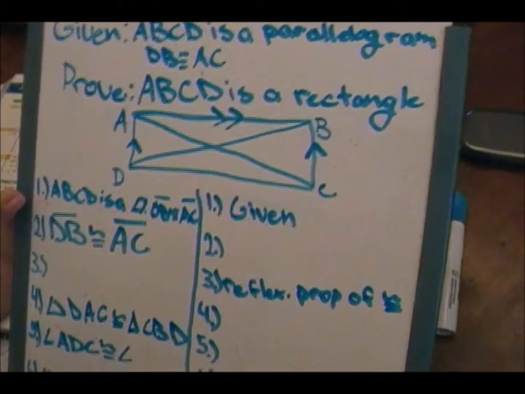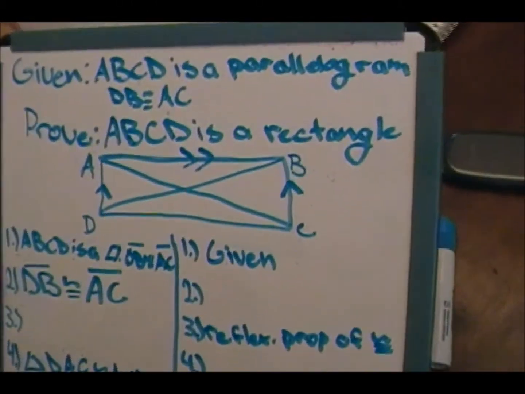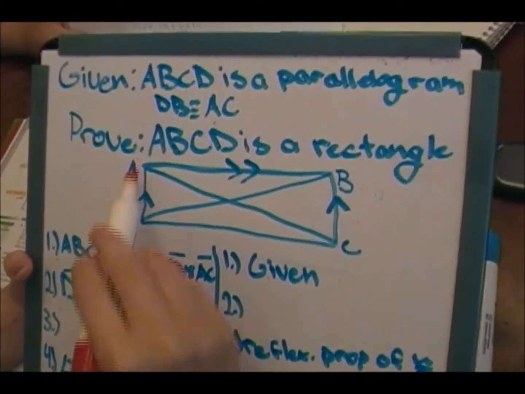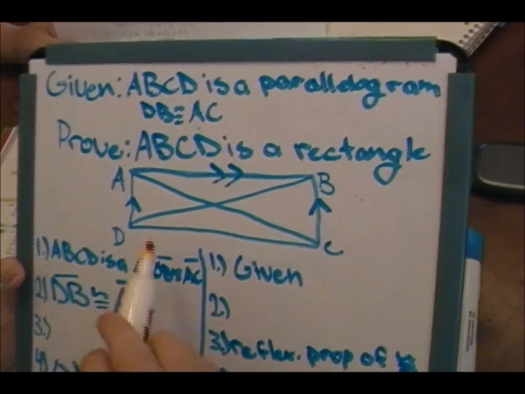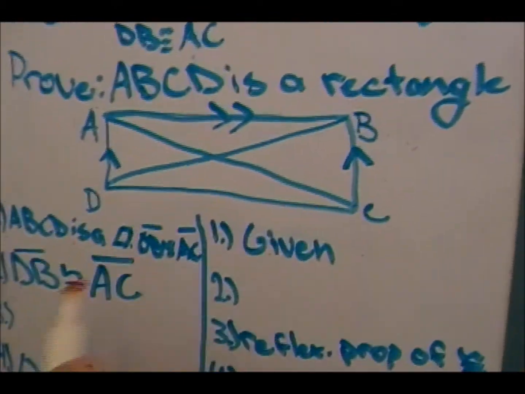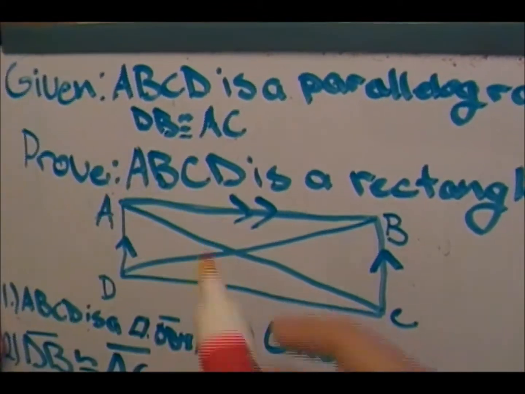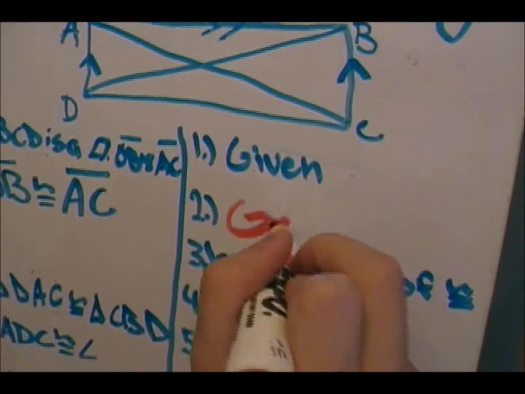You're doing so great, Kelly. Here's the next problem. I can do this. Okay, it says line DB is congruent to AC, and that's just given right here.